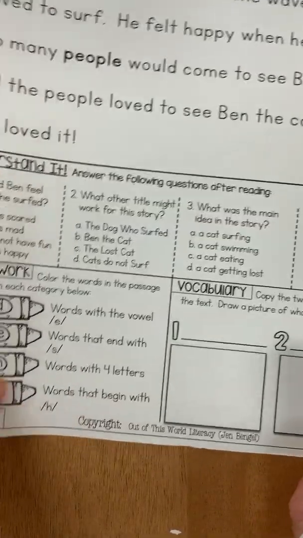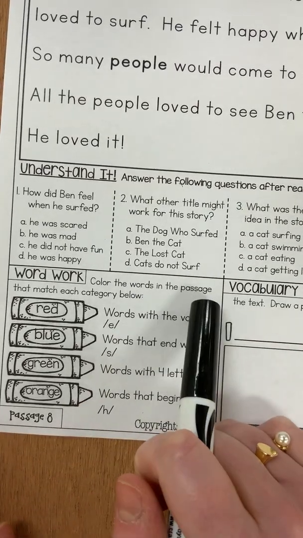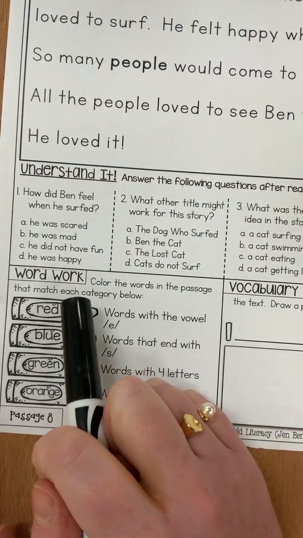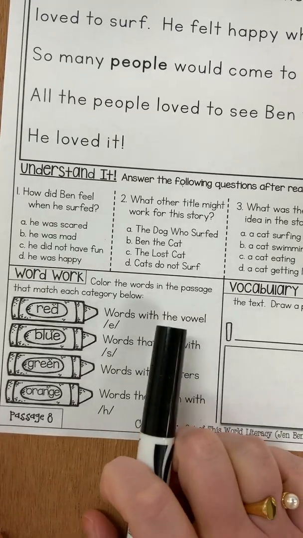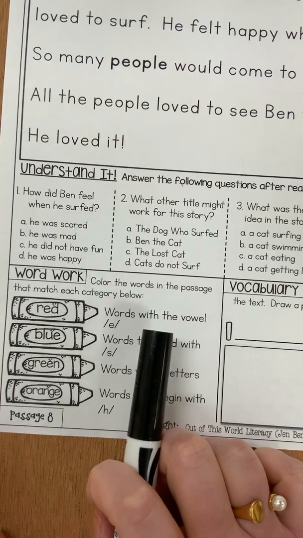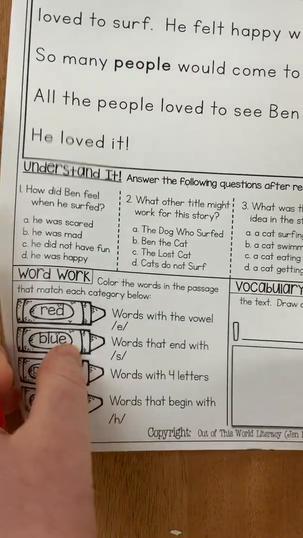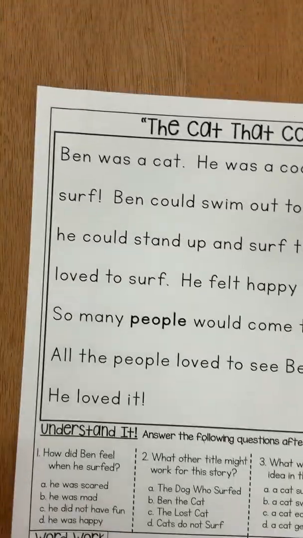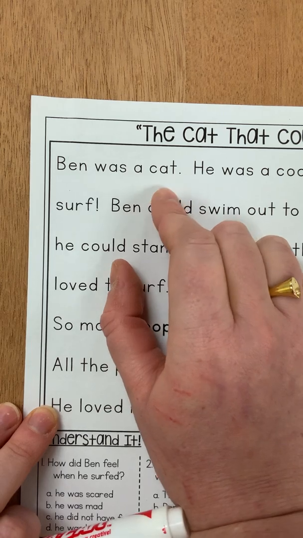And if you look over here on this side, word work. Color the words in the passage that best match each category below. So for red, you're going to look for words that contain the vowel E. So let me do an example for you guys. So if you're going to go back, words that contain the vowel E. So let's do the first sentence. Ben was a cat.